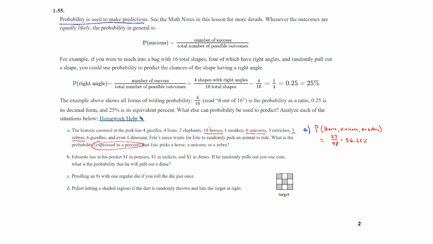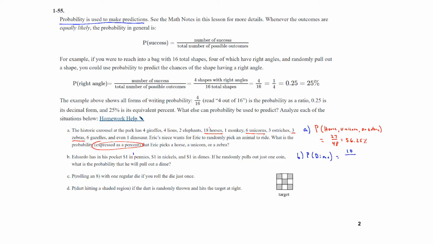Let's go on to B. Eduardo has in his pocket $1 in pennies, $1 in nickels, $1 in dimes. If he randomly pulls out just one coin, what is the probability that he will pull out a dime? So once again, we're looking for the probability of pulling out a dime. How many dimes are there? Well, how many dimes make $1? That would be 10 dimes to $1. And then we've got to figure out how many total coins we have.